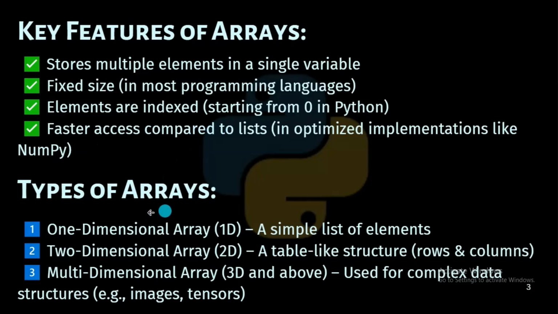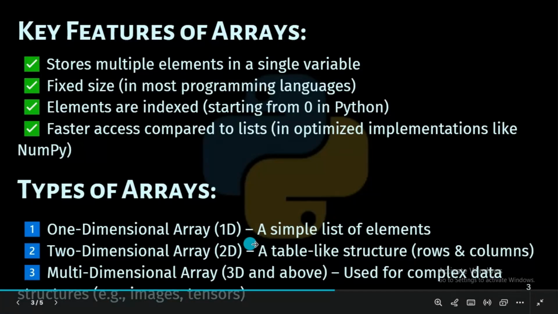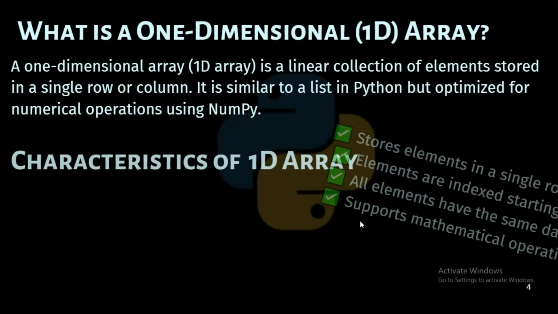Types of arrays. Here we have the one-dimensional array, that is 1D array, which is just like a simple list of elements. Then the two-dimensional array, a table-like structure with rows and columns. Then the multi-dimensional array, that is 3D and above, used for complex data structures, for example images and tensors.